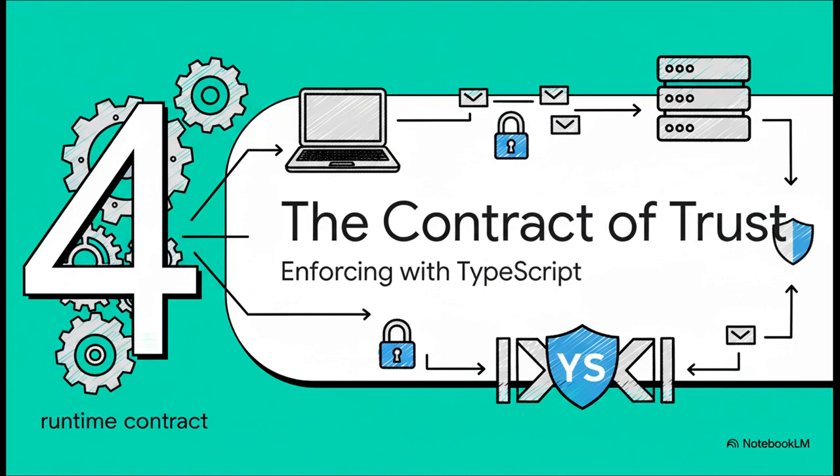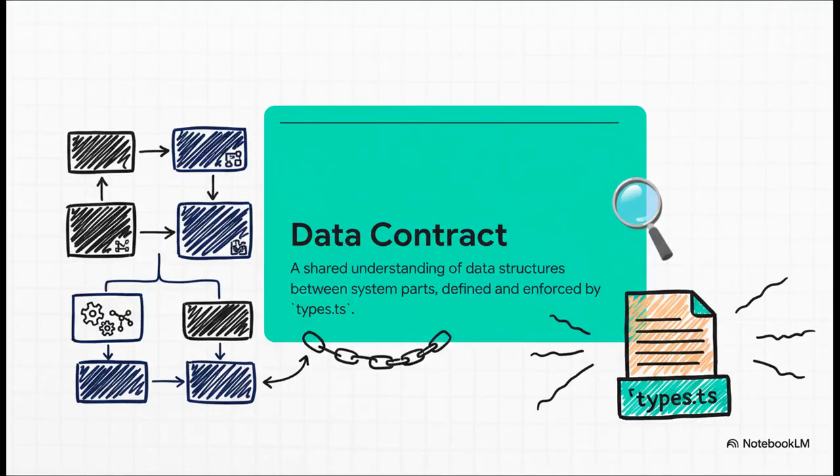So we've got this runtime contract that sets the high-level rules. But how do we make sure our actual code honors that agreement, especially when it's talking to the backend or the host API? Well, that's where TypeScript comes in to enforce the deal. This introduces another key idea, the data contract. This is all about having a formal, shared understanding of what data looks like as it moves around the system. And in our architecture, that contract is written down and strictly enforced in one central file, types.ts.